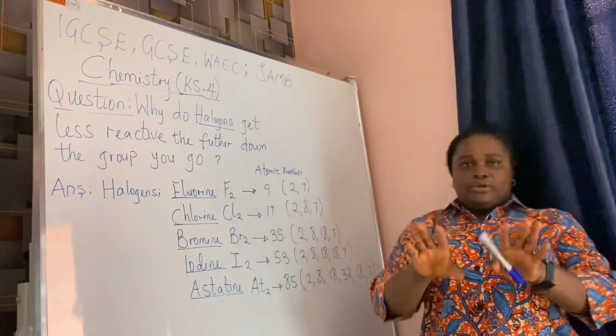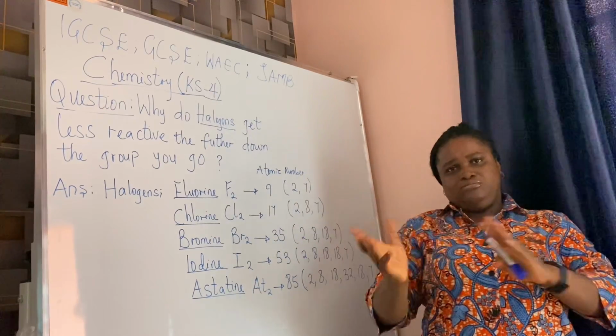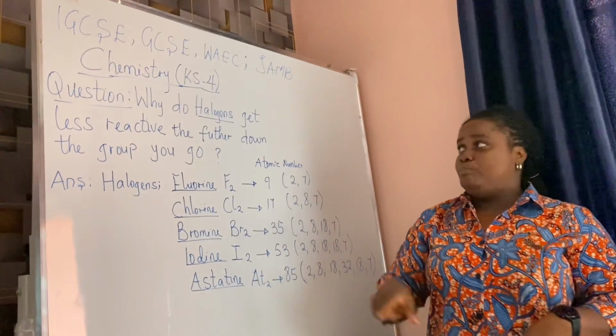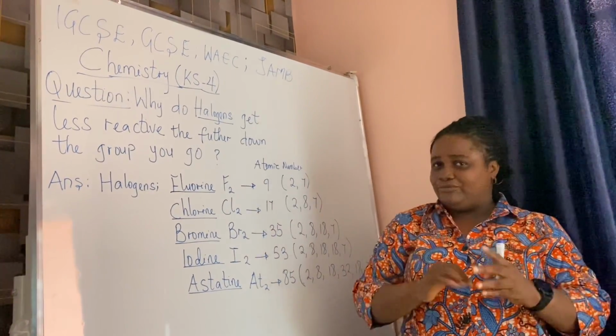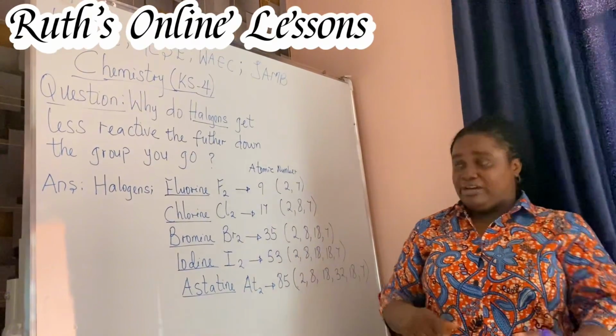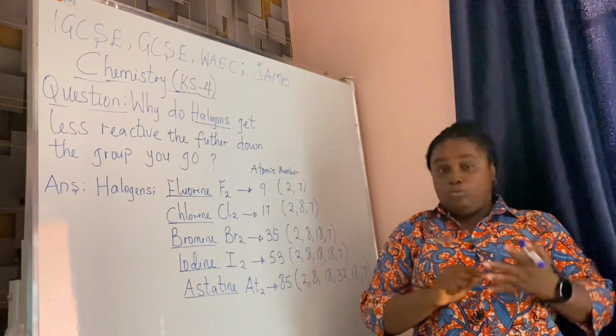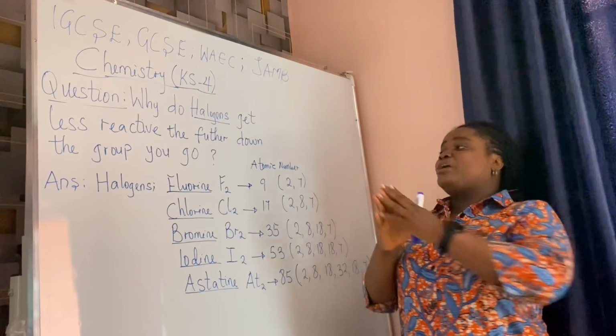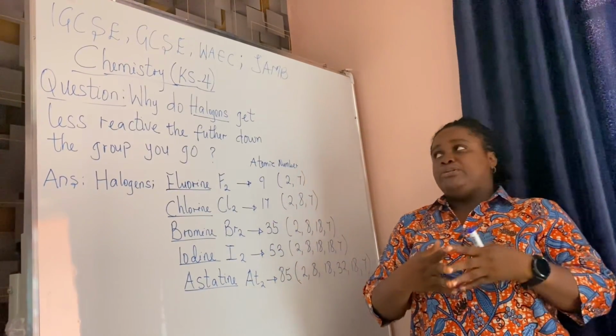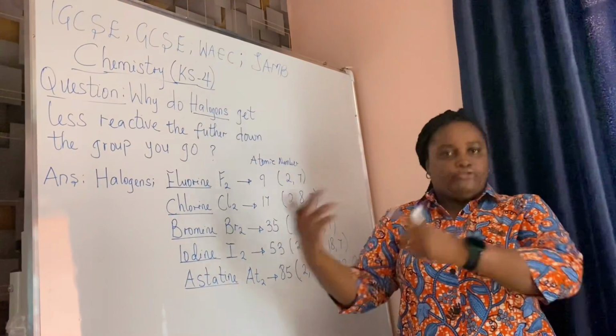But that's not what we're here to do, discussing the reactions of halogens with other elements and compounds. We're here to find out why halogens get less reactive the further down the group. However, it is important you know that these elements that we call halogens are found in group 7 of the periodic table and that they are salt formers.